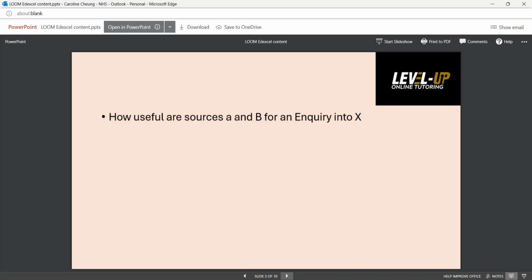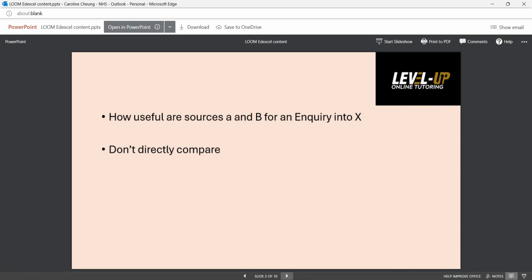So the question will always be, how useful are sources A and B for an inquiry into something? Inquiry just means that if you were going to do a project into something, you were going to do an investigation into something. Maybe for homework, I was like, go away and do a project on World War One surgery, something like that. How useful would these sources be if you were doing that?